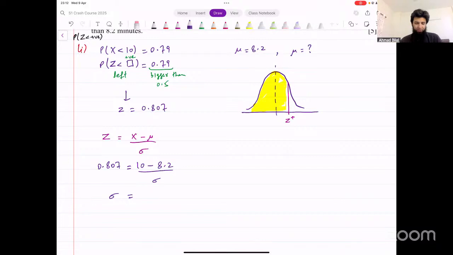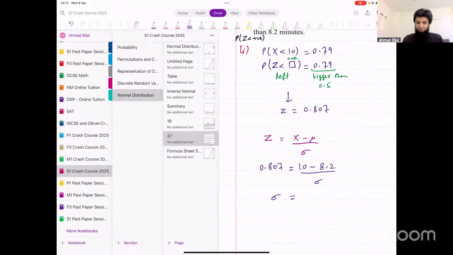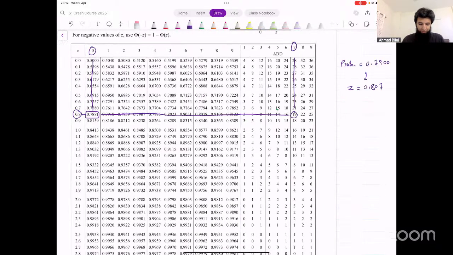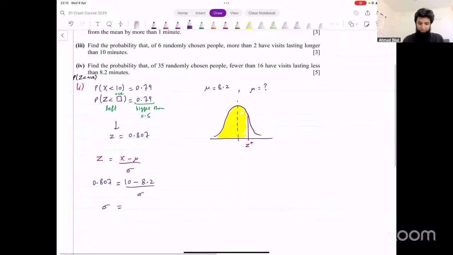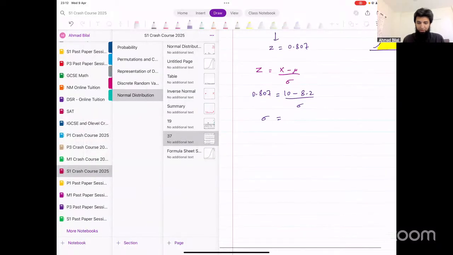It's not 0.807. Maybe I might have done something wrong. 0.79. 0.79. 0.807. Oh, that seems to be correct. Okay, should I just explain that again?